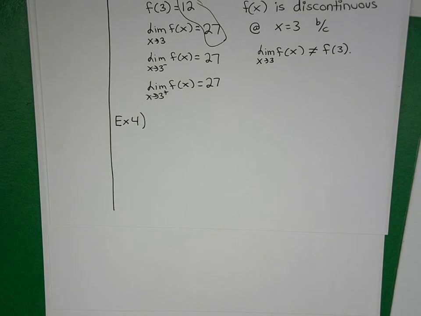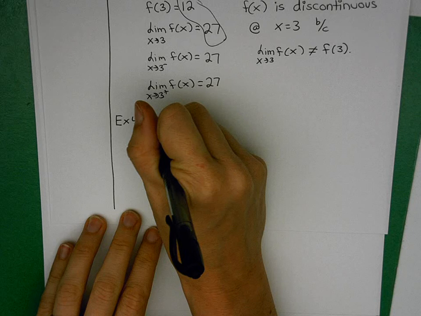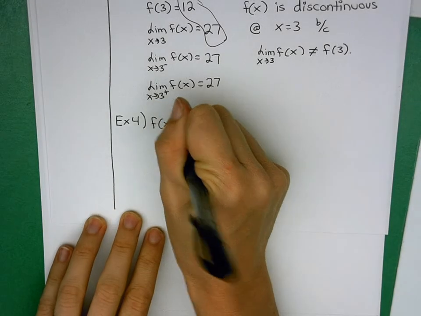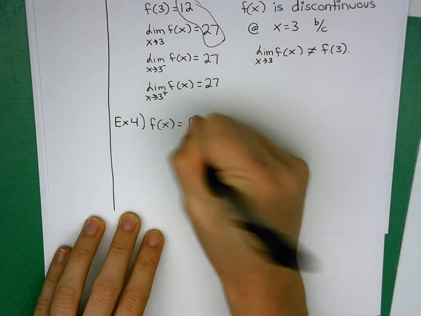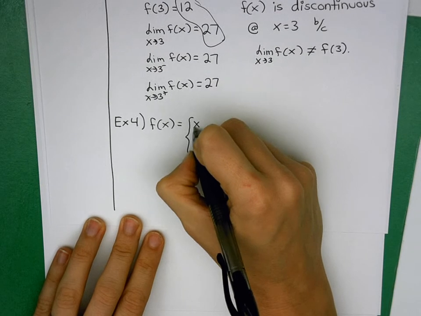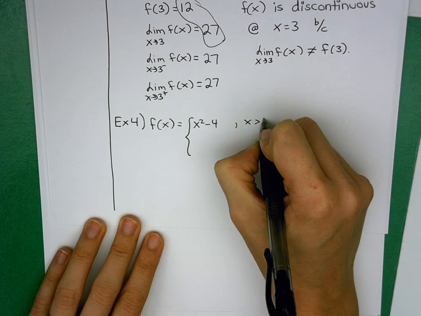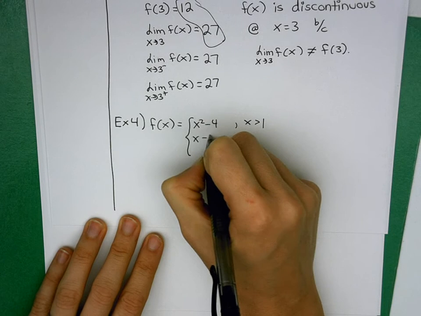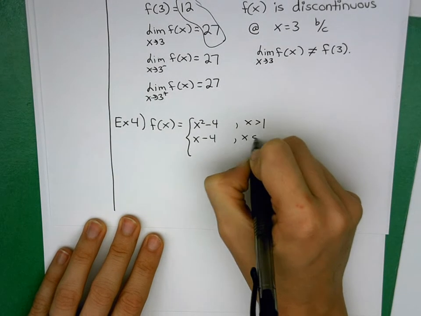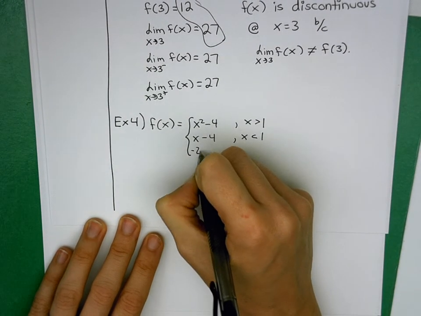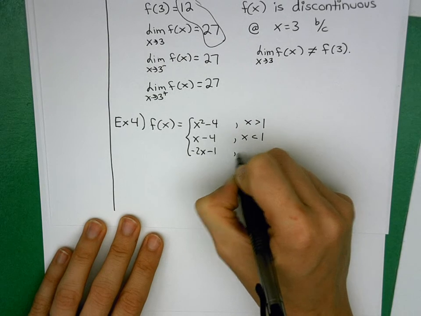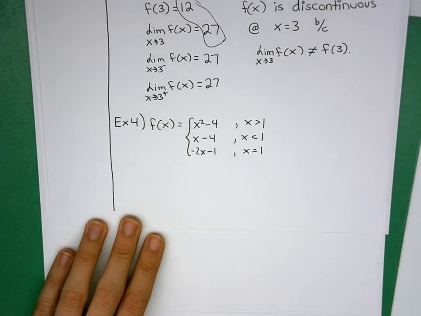Okay, example 4. Let's do this function, f of x equals, it's a piecewise, x squared minus 4 when x is greater than 1, x minus 4 when x is less than 1, and negative 2x minus 1 when x equals 1. Okay, give this one a shot.